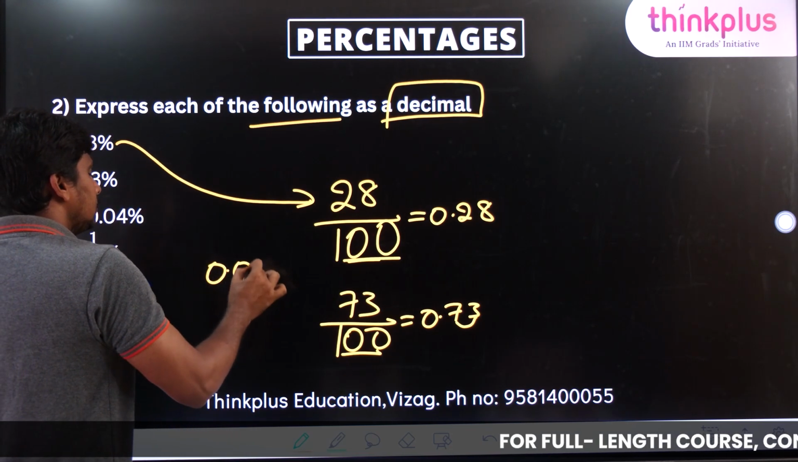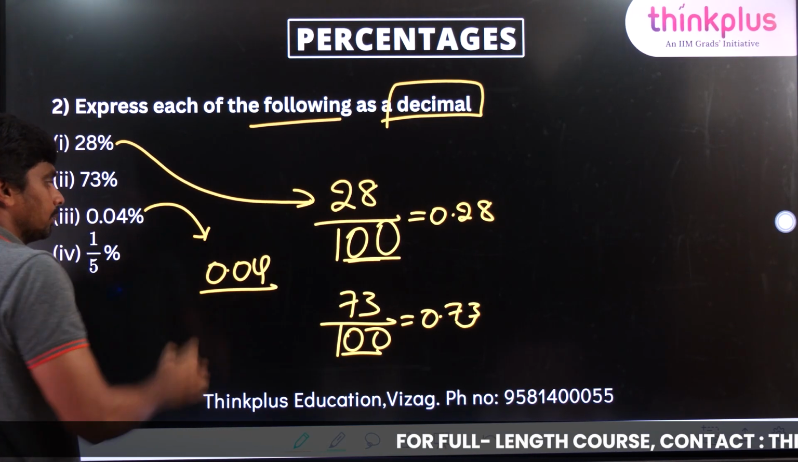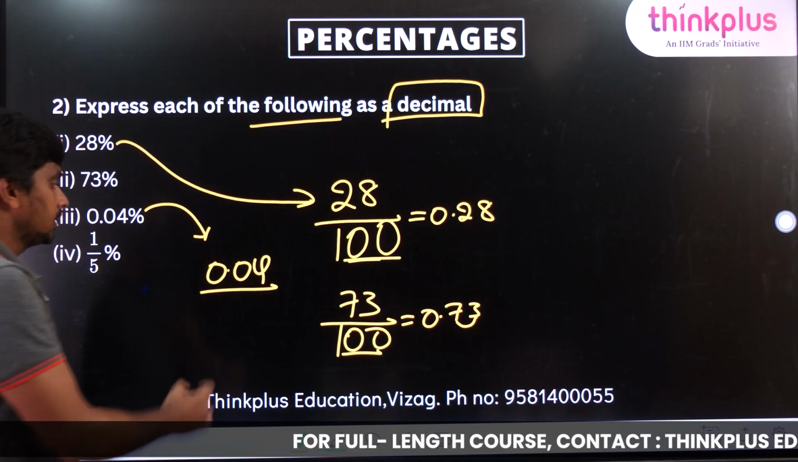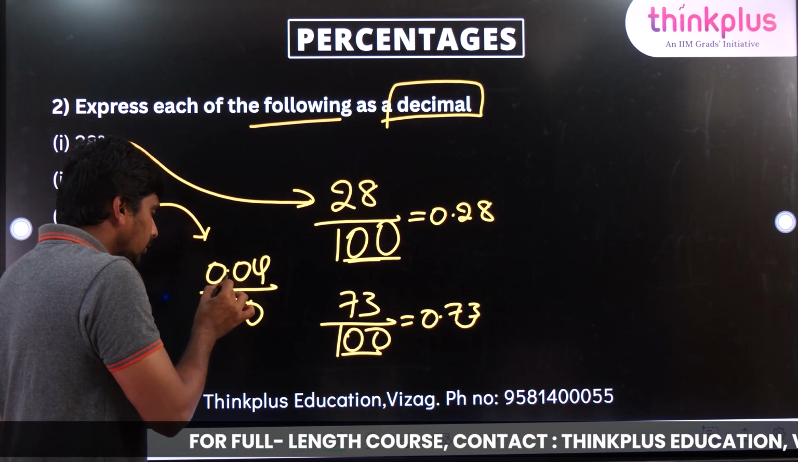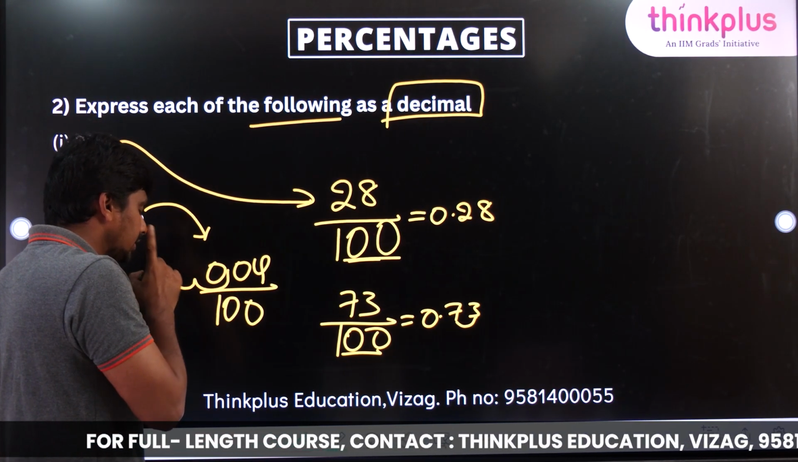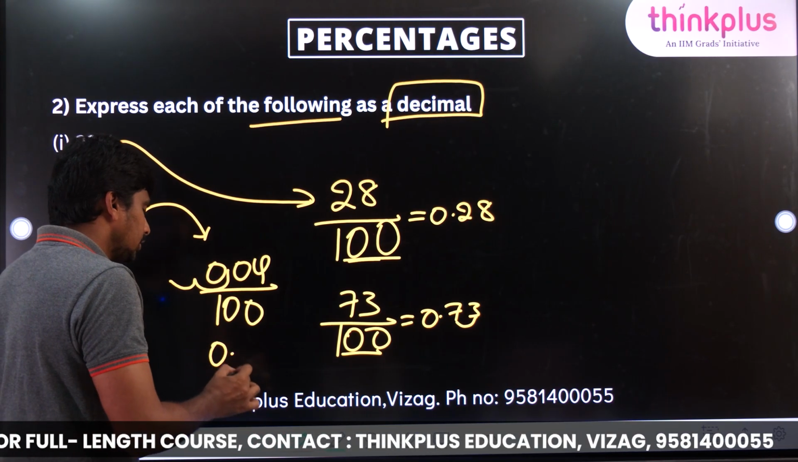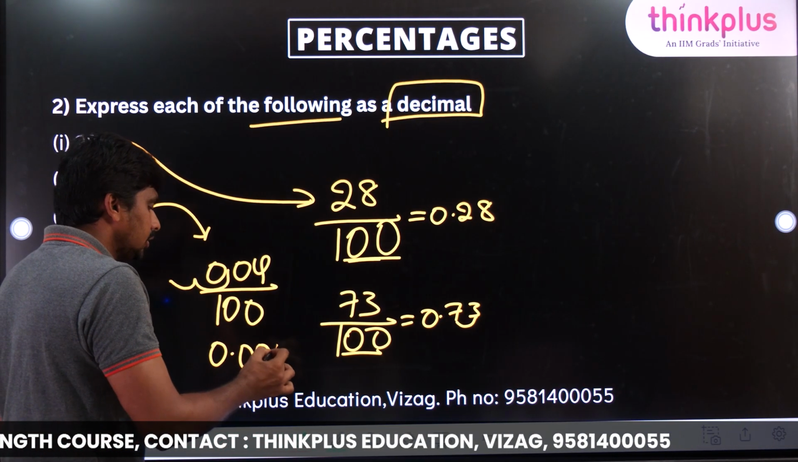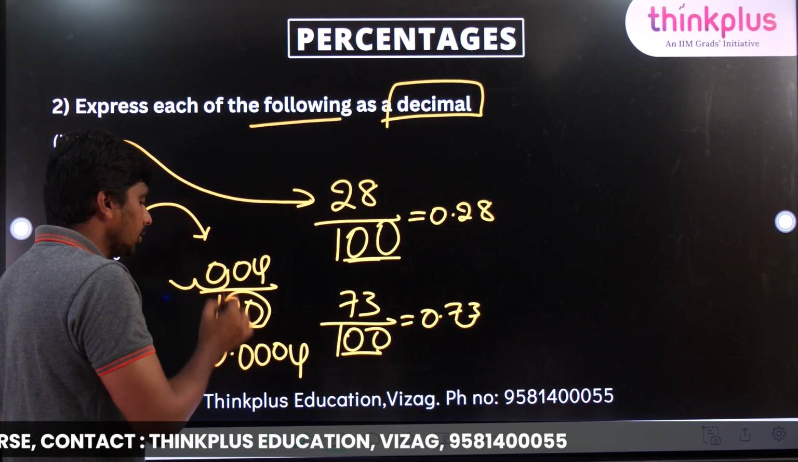0.04 percentage is given, third question. 0.04 percentage by 100. Now this point will be shifted two places. So then this will become 0.0004 because 2 zeros will be gone there.